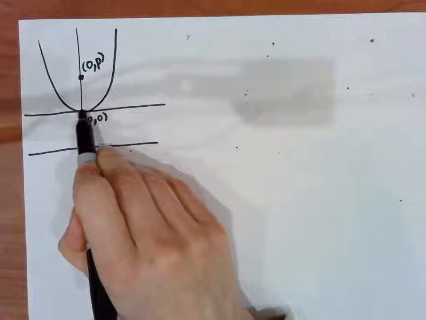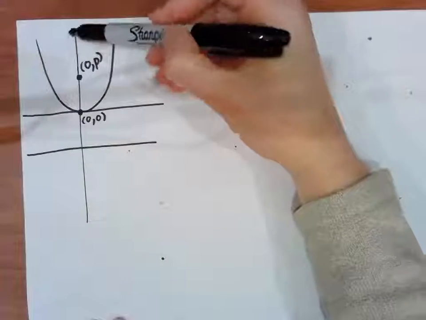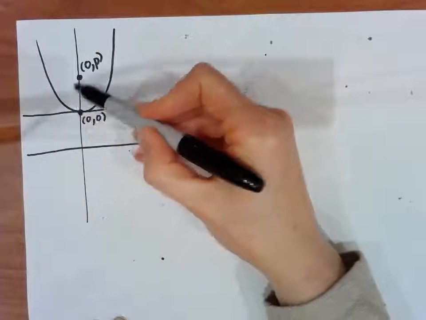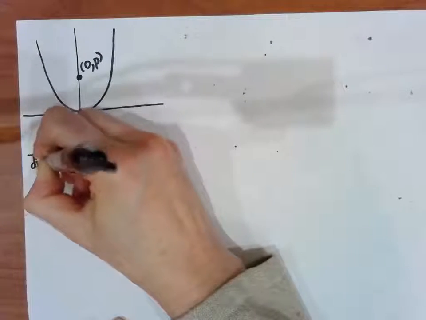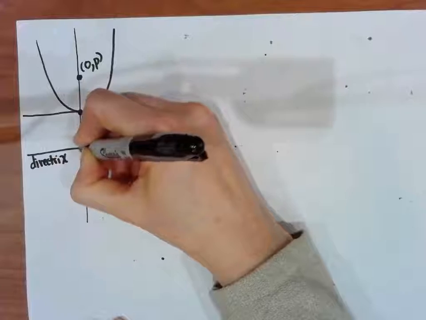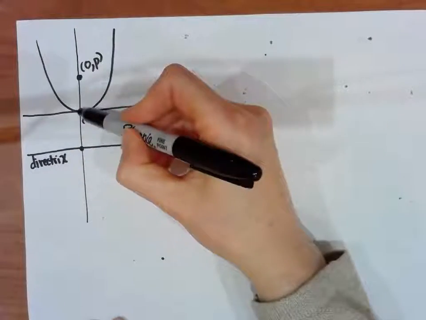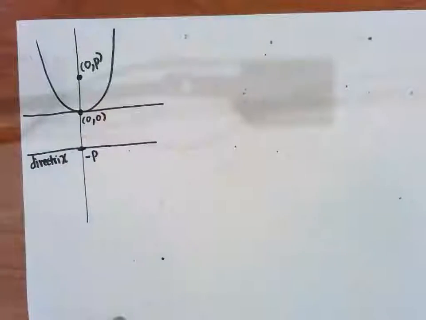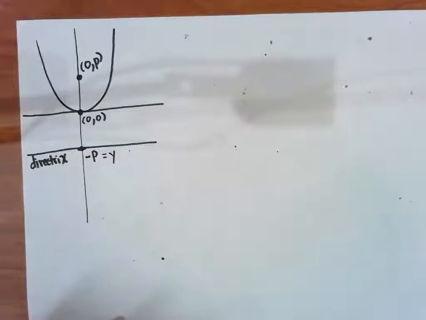Okay, so clearly it's got to be on this line of symmetry about the y-axis, because that vertex is at 0, 0. And then we know that this is halfway between the focus and the directrix. This line is the directrix. So the point where it crosses here, well, this is p in the positive direction, so this has got to be p in the negative direction. So this is at negative p right here. Okay, so this is the line y equals negative p.